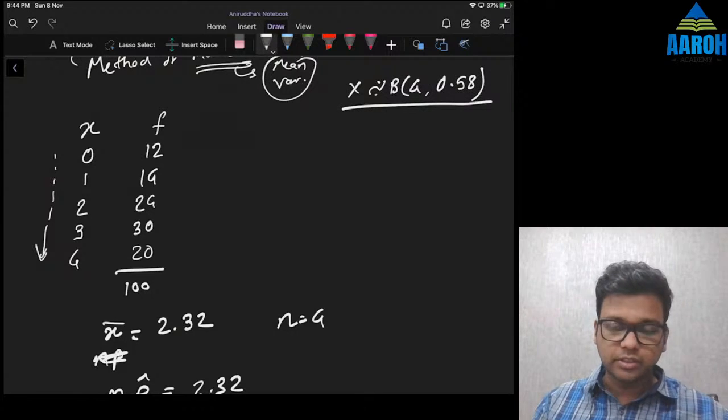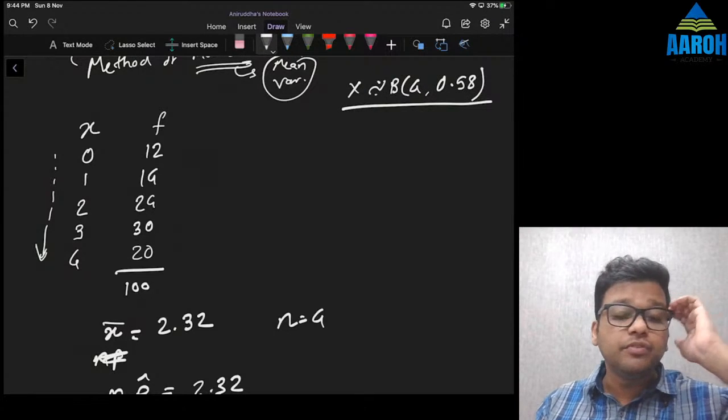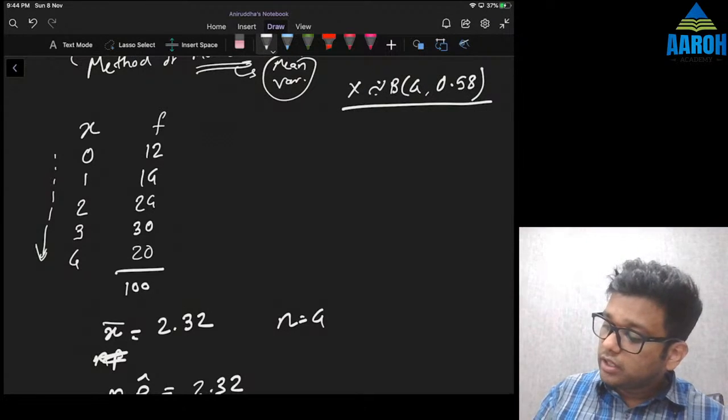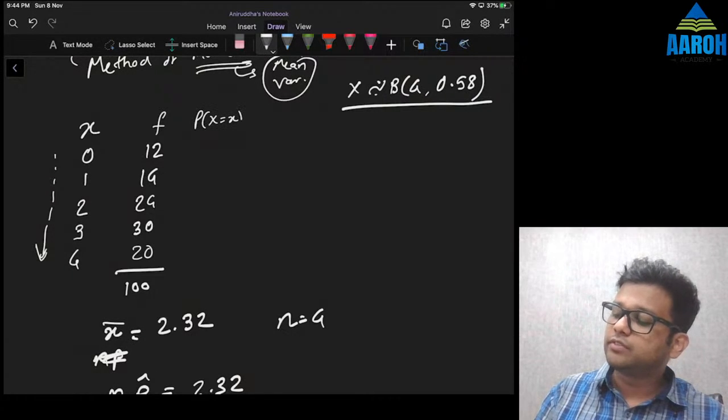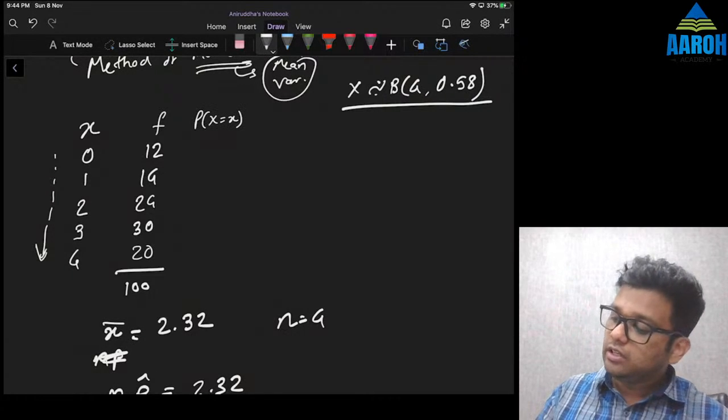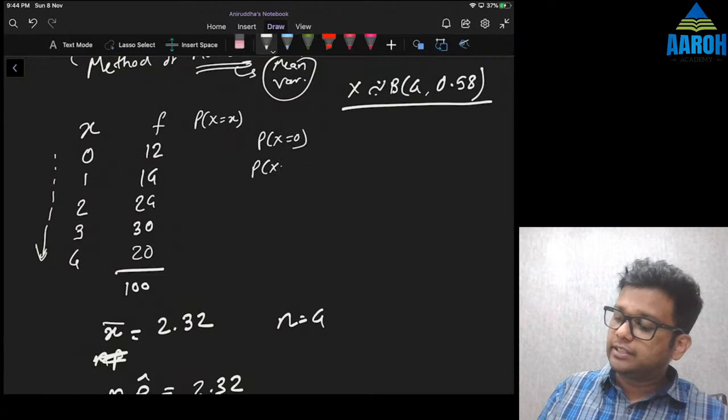Tell me if everyone has understood this. And if yes, then what we have to do to fit this binomial distribution is find the probability that x is equal to x for each of the values. That is, for this one we'll find the probability that x is equal to 0. For the second one we'll find the probability that x is equal to 1, 2 and so on.